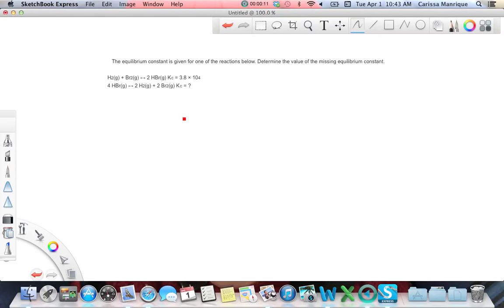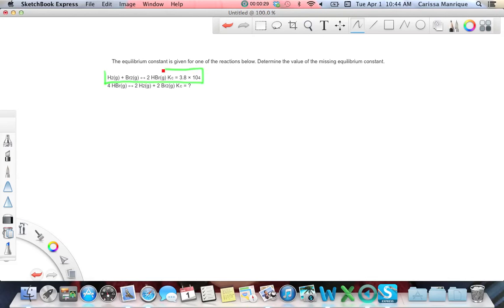Okay, the equilibrium constant is given for one of the reactions below. Determine the value of the missing equilibrium constant. This is raised to the fourth power, it's not a subscript. So here is my original equation right here.